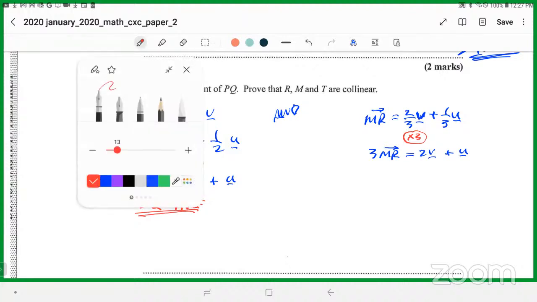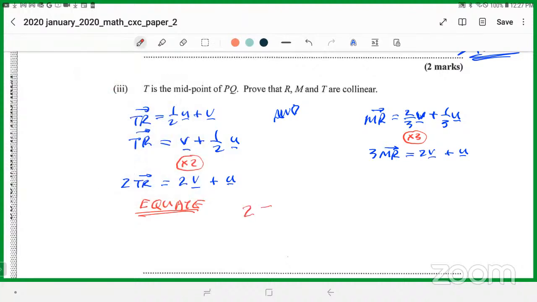And we are now able to write that 2tr, put it in blue, the 2tr is now equal to the 3mr. Now, this means that they're parallel, because if I divide by the 3 here and the 2 there, you'd have one of them fully equal to a multiple of the next.